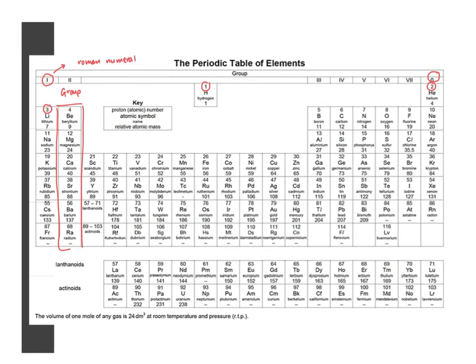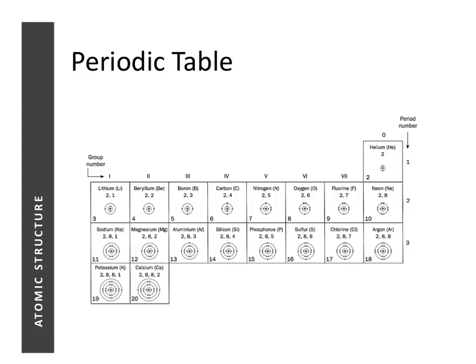Each horizontal row we call a period, and for period we write them with the usual numbers that we have been writing: period 1, period 2, period 3, and so on. Now furthermore, we have learned in atomic structure that the group and period number actually signifies something about the element. So let's do a quick recap again.